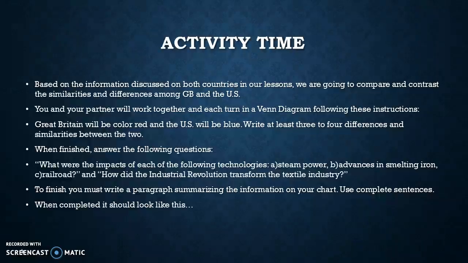When finished, answer the following questions. What are the impacts of each of the following technologies? A. Steam power, B. Advances in smelting iron, and C. Railroad. And how did the Industrial Revolution transform the textile industry? To finish, you must write a paragraph summarizing the information on your chart and use complete sentences. Remember to also use notes from prior lessons and your textbook for more resources on this activity.